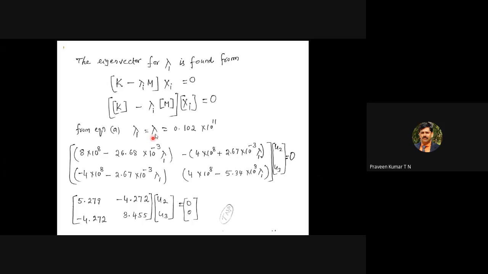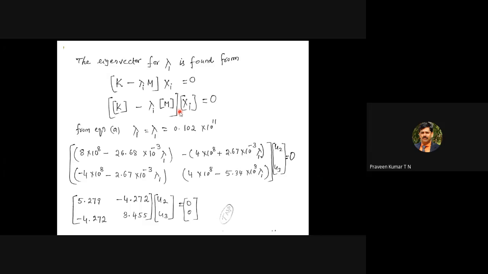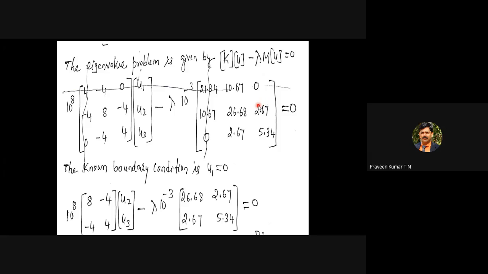So now in this equation, you are substituting the lambda 1 value. I am directly using this equation. We can come back. Here we have the equation, which is referred to as A. In this equation, we have lambda. The lambda has two values, lambda 1 and lambda 2. In this equation, you are substituting lambda is equal to lambda 1, where lambda 1 is equal to 0.102 into 10 to the power of 11. Same equation, but here you have u1, u2. Go back and check here.